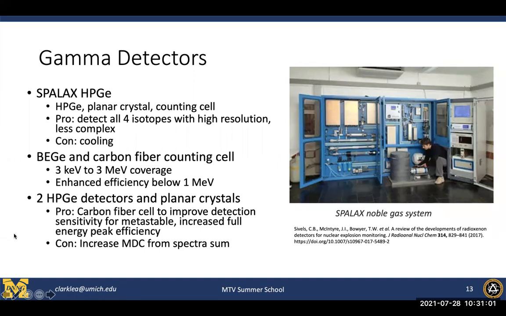And then there's a different type of detection system where we have 2 HPGe detectors and then planar crystals as well. And a good thing about this is that it uses a carbon fiber cell to improve detection sensitivity for metastable states. And it also has an increased full energy peak efficiency. But the con is that you have to increase your minimal detectable concentration from the spectra sum.